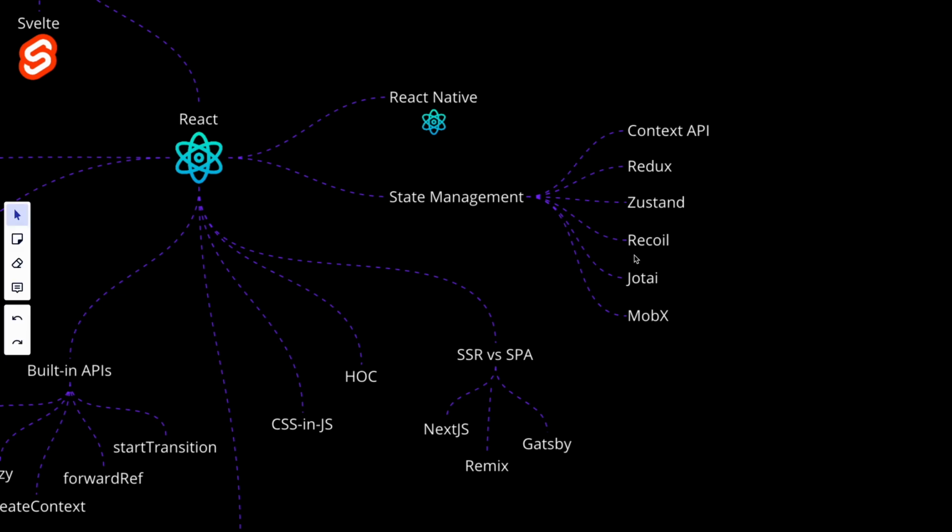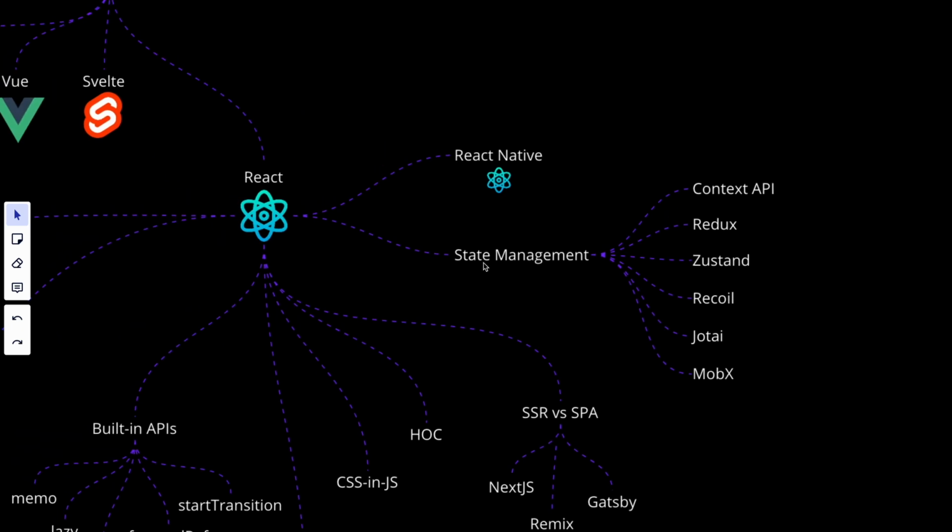Or Recoil provides a more React-like state management approach with atoms and selectors. We have Jotai, which offers a primitive and flexible way of managing state. And lastly, you can transition to React Native Developer if you know React.